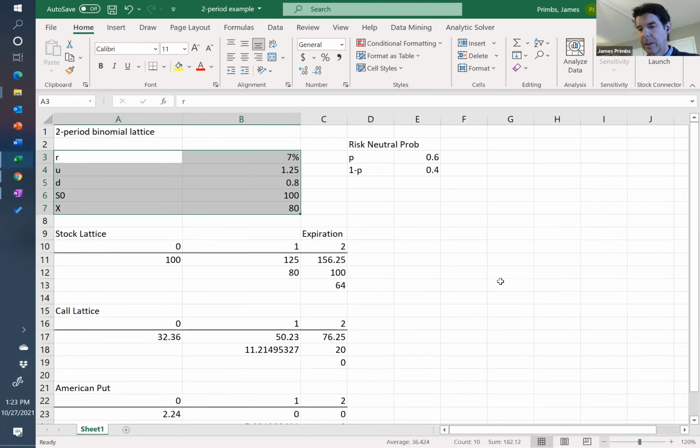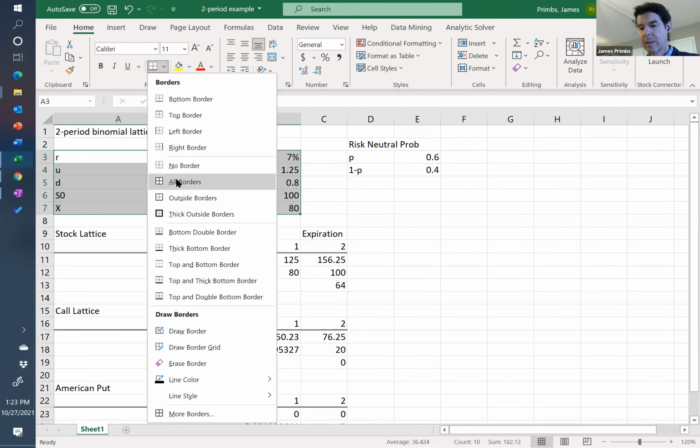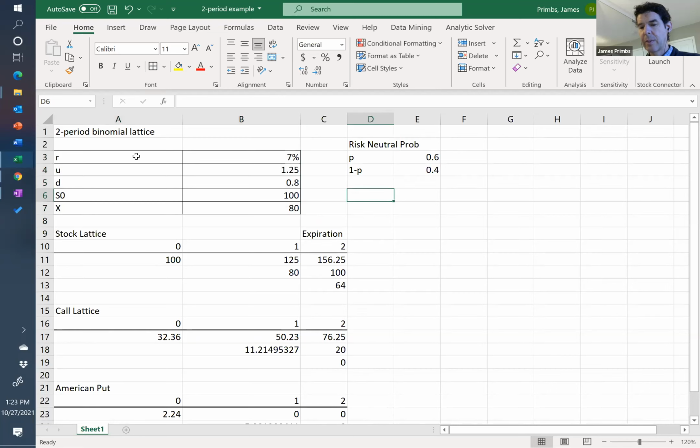Let me move this down a little bit. So here were the values that I started with. I started with an R, and the R that I actually use here is per period. Then we had a U and a D, and I just handed you those. And then we had initial stock price and strike. Those are fine. Then we calculated things from those: risk neutral probability, the stock lattice, etc. So let me show you this last step.